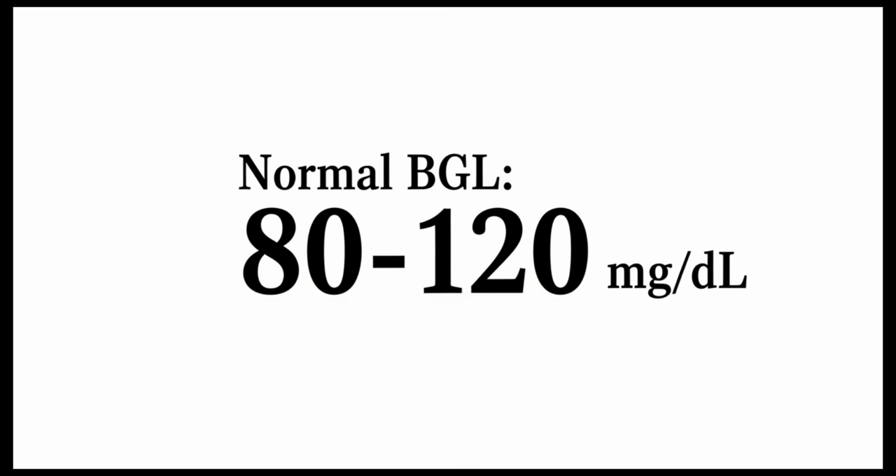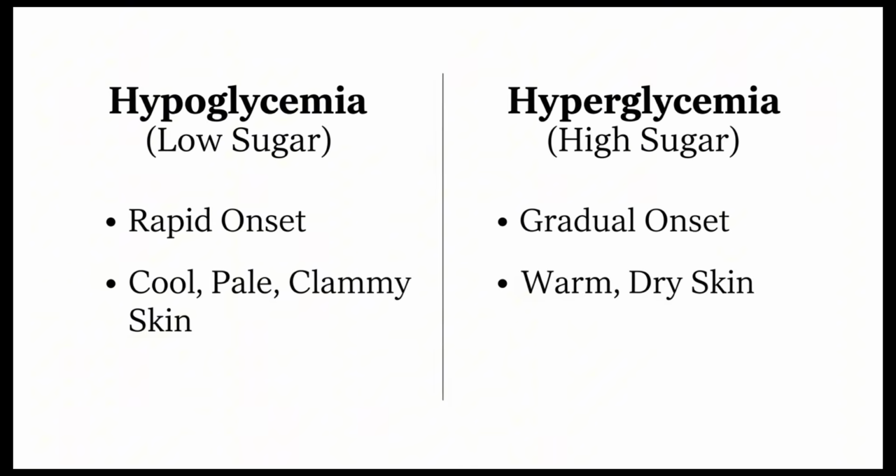For endocrine emergencies, let's focus on diabetes. Normal blood glucose is 80 to 120. Hypoglycemia, or low blood sugar, has a rapid onset. The skin will be cool, pale, and clammy, and the patient will have neurological signs like altered mental status.